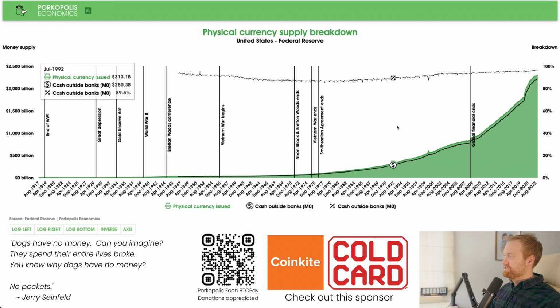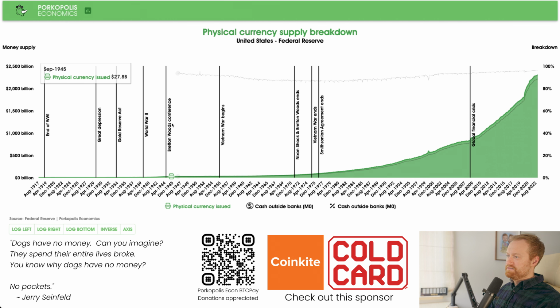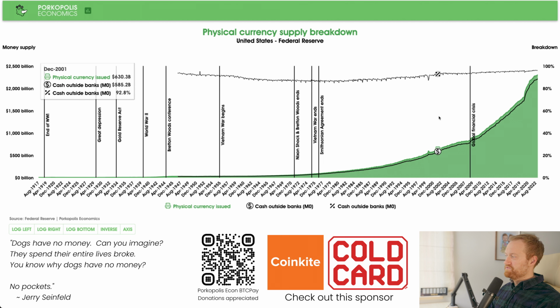The dotted line shows us the percentage of cash outside of banks. Most of the time, it's above 90%. A little bit here in the 70s, it went below 90%, 86, 87% of all cash was outside of banks, meaning 13, 14% was so-called vault cash, that is cash that actually existed in the bank. The vast majority of it is outside of the bank, just floating around the system.